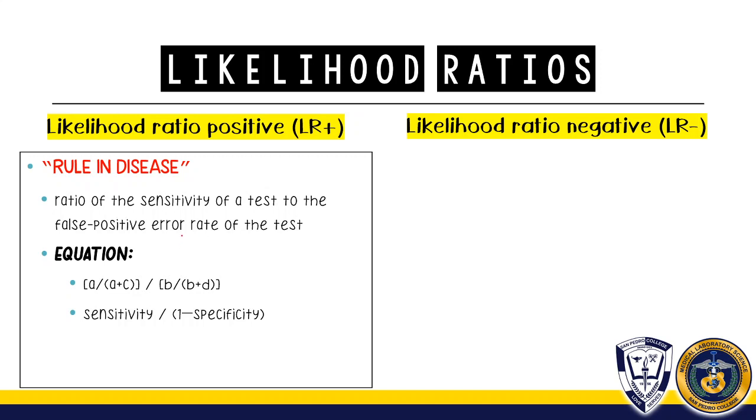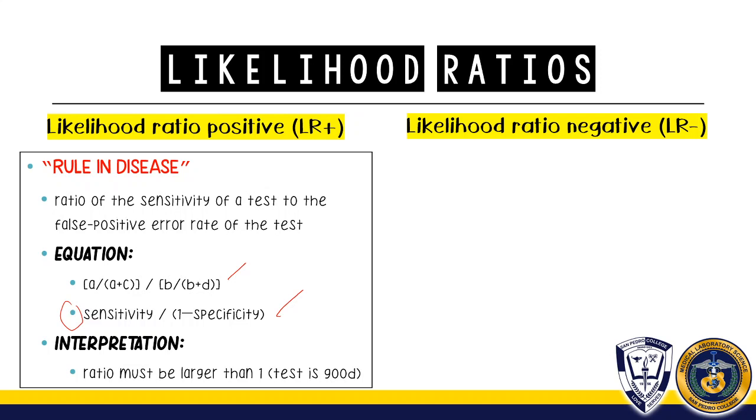Now, either one of the two will do. It depends on which one you are comfortable with. If you have memorized the formulas for computing your sensitivity and specificity, then you can directly use the second equation. Or if you are more comfortable memorizing the formula one by one, then you can use the first equation. So then again, both are correct. In your likelihood ratio positive, the interpretation here is that the ratio must be larger than 1 for us to know that your test is good.